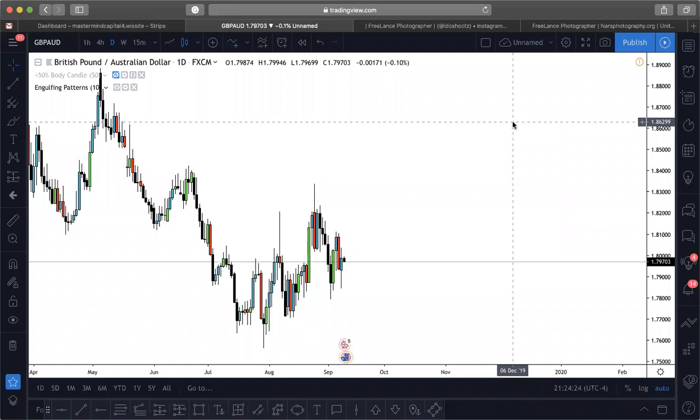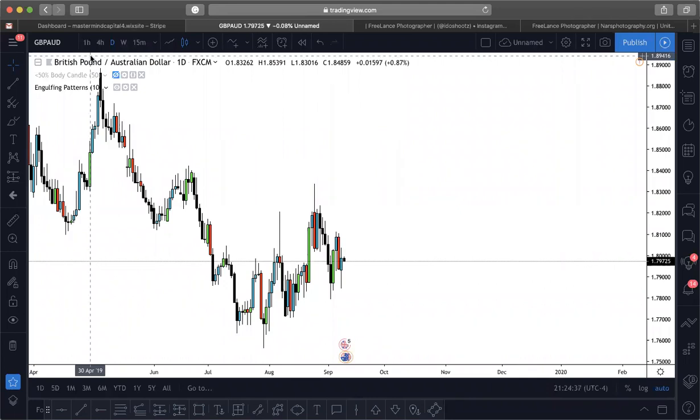Alright, so what we're doing today is two things. I want to cover knowing which direction the trend is, using the different time frames to analyze the trend, to basically know which direction you should be trading in. And then we'll go into support and resistance, right?